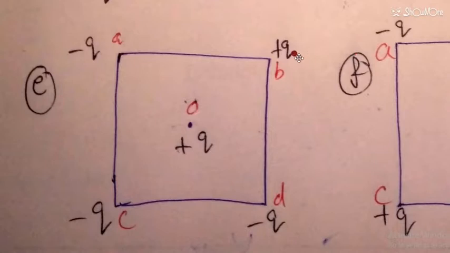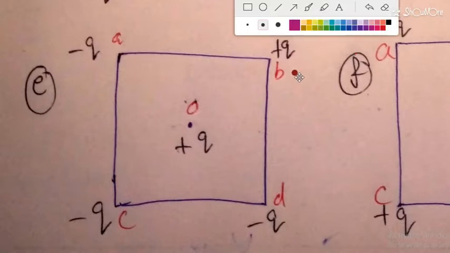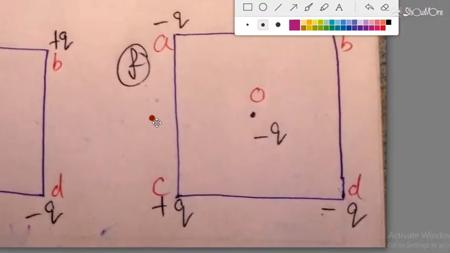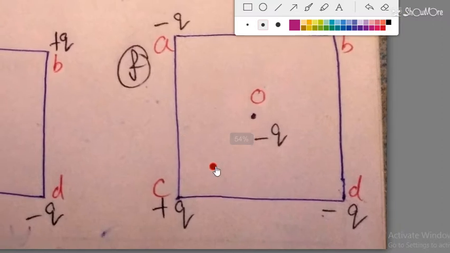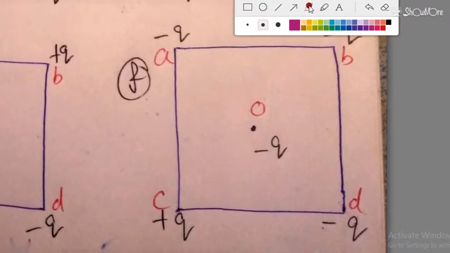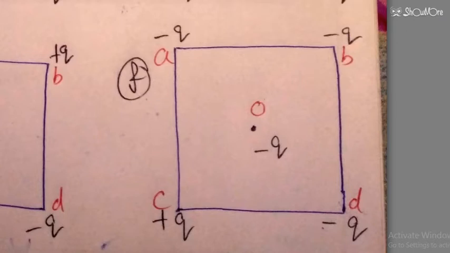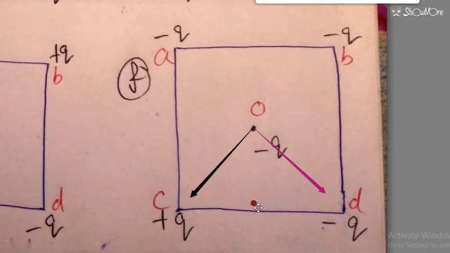Okay, so now we are going to discuss the last question, that is question number F. Yes, F we are going to discuss. So let's see what will happen for F. Okay, wait. So negative charge is placed at A, so it will repel this one in this direction. Then negative charge is placed at B, so it will repel this one also. So this will be the direction of force.